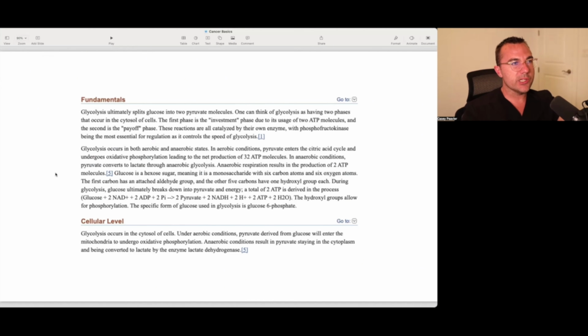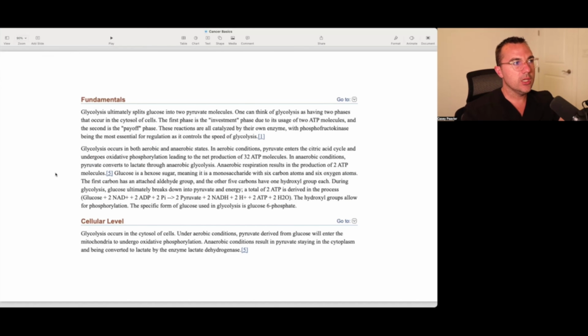In aerobic conditions, pyruvate enters the citric acid cycle and undergoes oxidative phosphorylation, leading to a net production of 32 ATP molecules. In anaerobic conditions, pyruvate converts to lactate through anaerobic glycolysis. Anaerobic respiration results in the production of 2 ATP molecules. Glucose is a hexose sugar, meaning 6 carbons, a monosaccharide with 6 carbon atoms and 6 oxygen atoms. The first carbon has an attached aldehyde group, and the 5 other carbons have 1 hydroxyl group each.